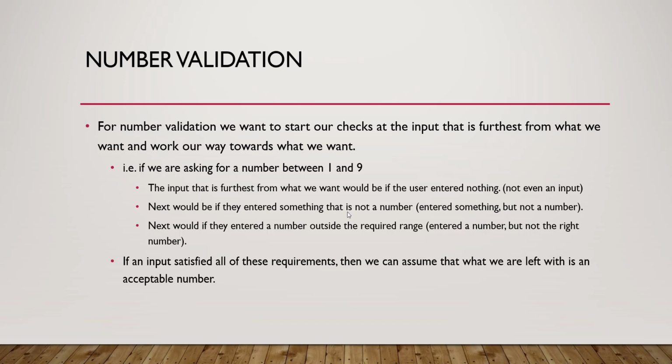The next thing will be checking that it is not a number, because hypothetically, if they hit submit with nothing in there, that's the most vague option they could have. Working our way down, the next least accurate input they could give us would be entering a word or something that is not a number. So they've at least entered something, but it's completely wrong. The next thing we want to check is that if they have entered a number, so we know it's a number, we want to check that it is a number within the right range. So we're working from least specific to most specific here. And if it satisfies all of those things, we can assume that what we're left with is an acceptable number.